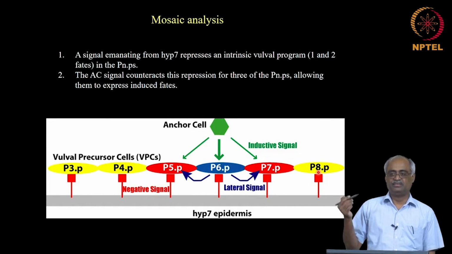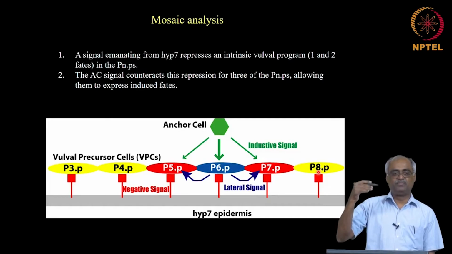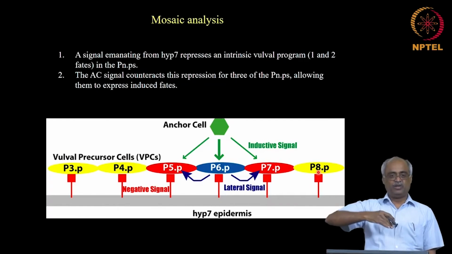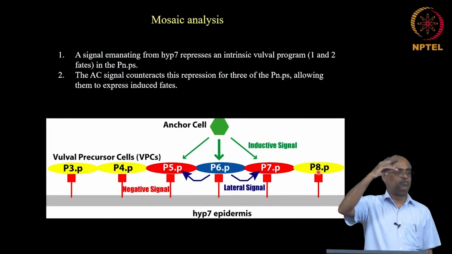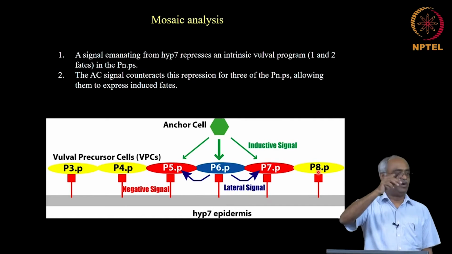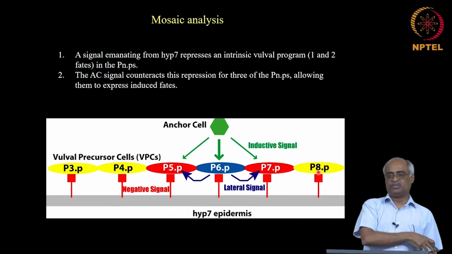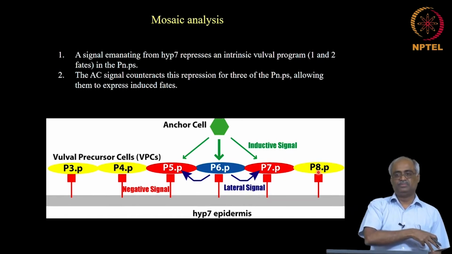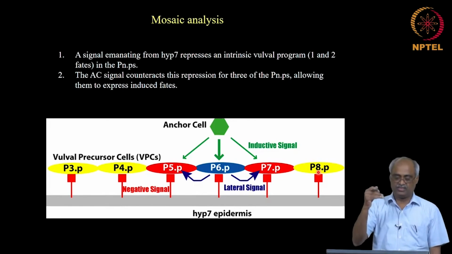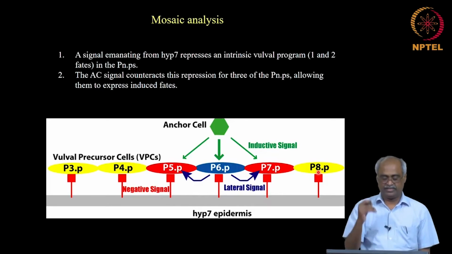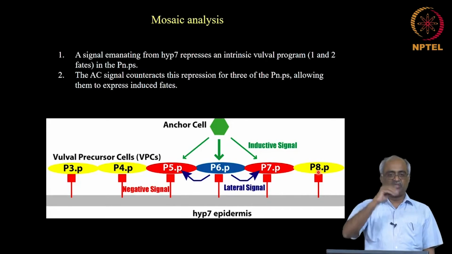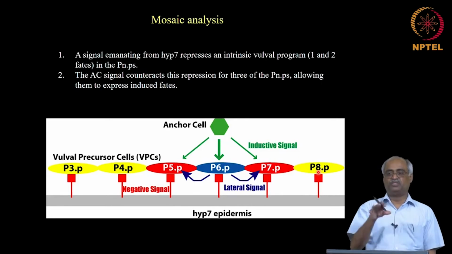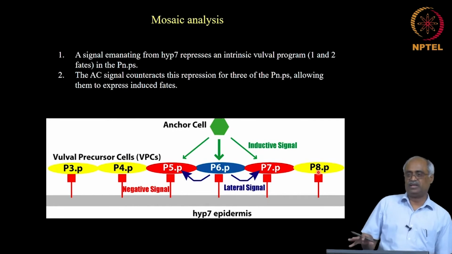Is this clear? All you are doing is simply following the lineage and seeing where the gene wild type copy is lost and what the outcome is. And knowing this, you are able to determine in which tissue, at what time, a gene function is required for a particular structure to form. So, this is the mosaic analysis.